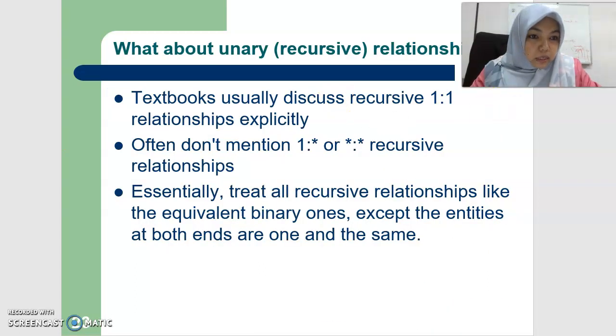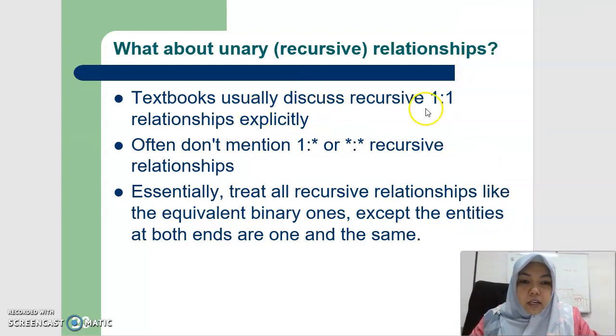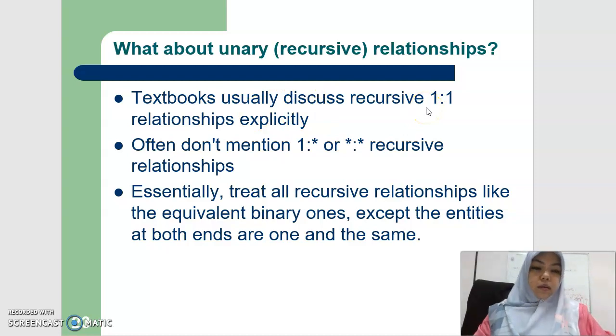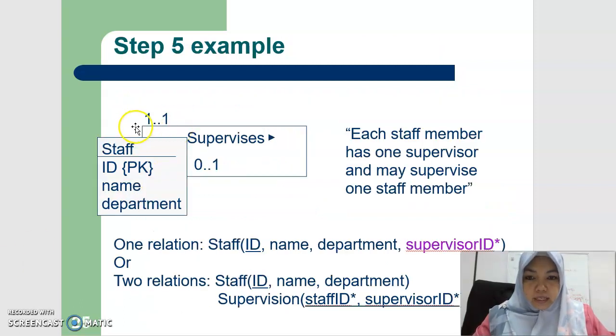What about a recursive relationship? For recursive relationship, it still depends on the cardinality of the relation. Is it one-to-one, one-to-many, or many-to-many? So you can see here in this example, we have one entity that is staff. Staff has a relationship with staff as supervisor and supervisee.